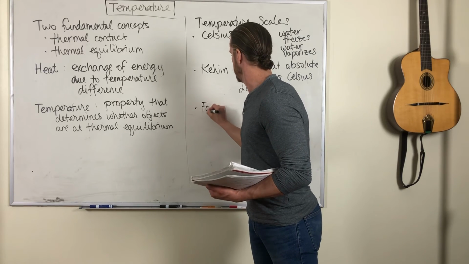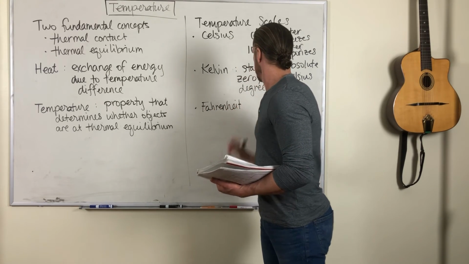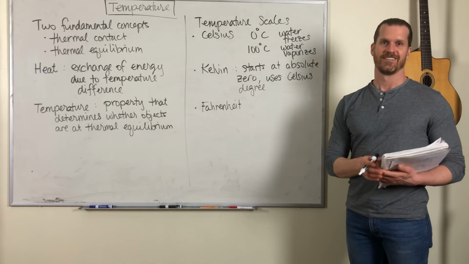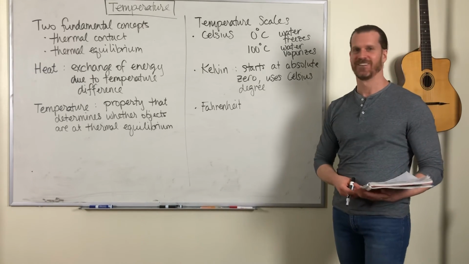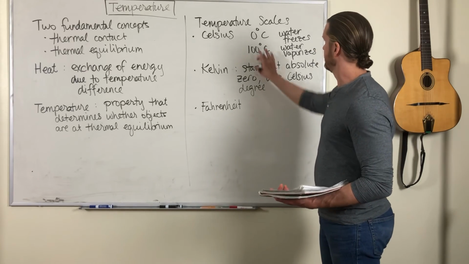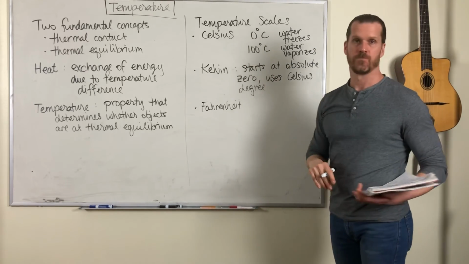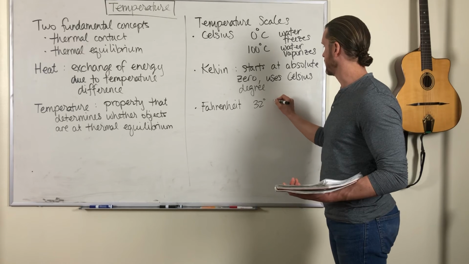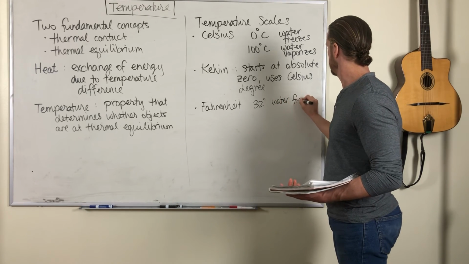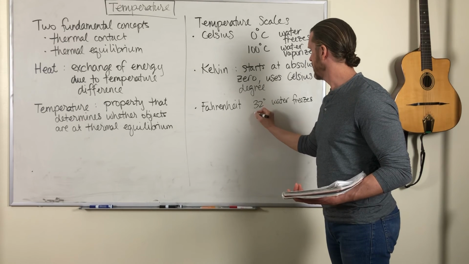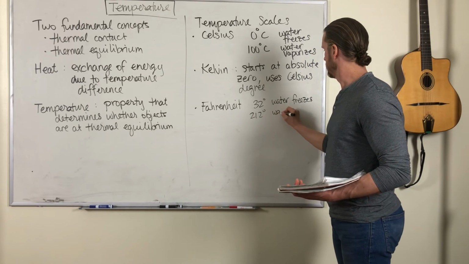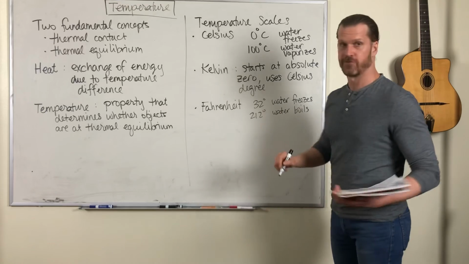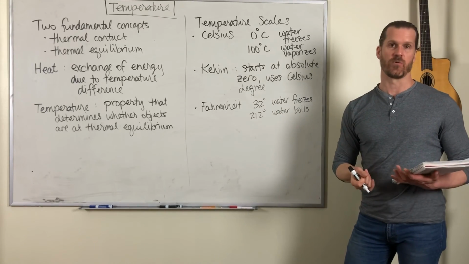And then we have one more scale, the Fahrenheit scale, which is still common in the US. No one else really uses it, but in the United States we still do. And Fahrenheit is, again, kind of defined around these reference points having to do with water. 32 degrees is water freezing. And 212 is where water boils or vaporizes. So there's 180 degrees in between those two reference points.